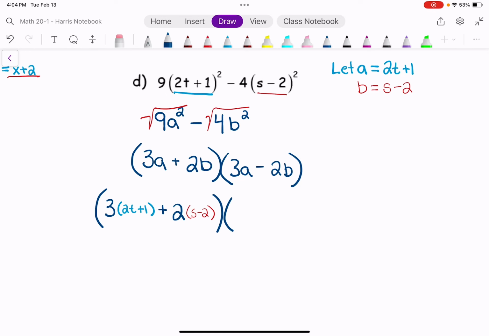And then my second bracket is going to be a 3 times, I'm going to change my color just so you guys can see it, and A is 2t plus 1. And this one's minus 2, and my B value is s minus 2.